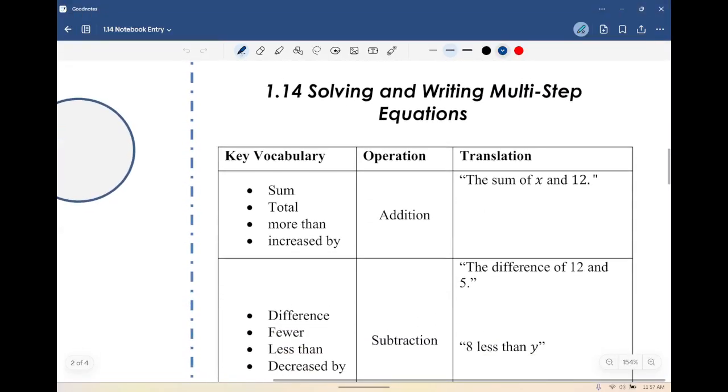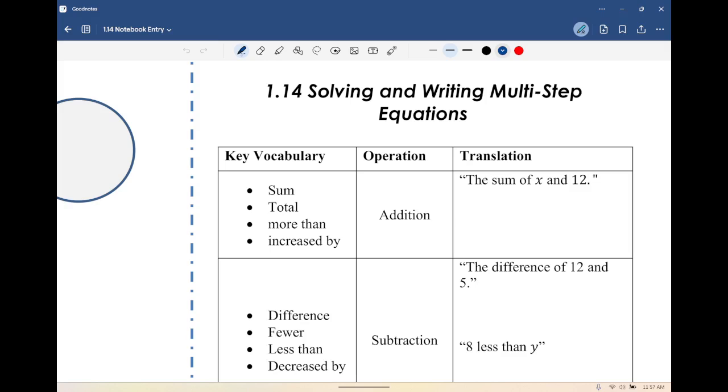We are solving and writing multi-step equations. Now, it's notes, hands down. When we go through this, a lot of this table is already filled in for us because truly this is going to be more of a reference sheet than anything.